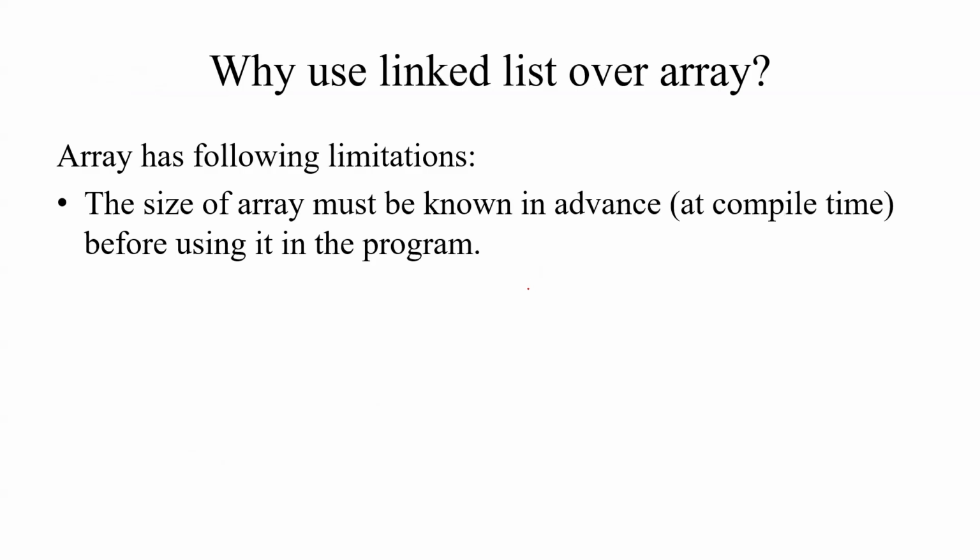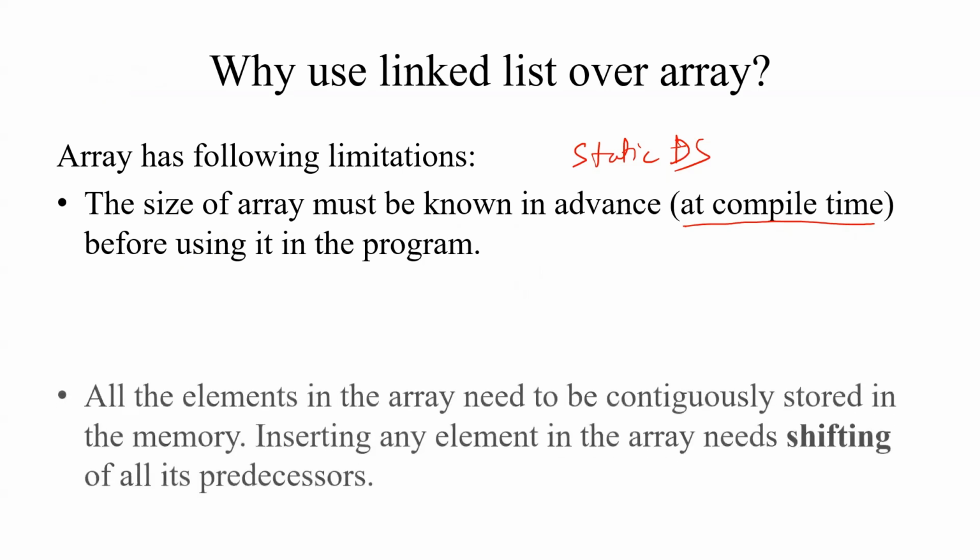If we talk about the comparison between array and linked list, then an array has certain limitations as compared to the linked list. The first thing, as I already told you, is that the size of the array must be known in advance. In advance means that a static data structure has memory allocation at compile time. So this is one kind of static data structure, and that's why it has some limitations.